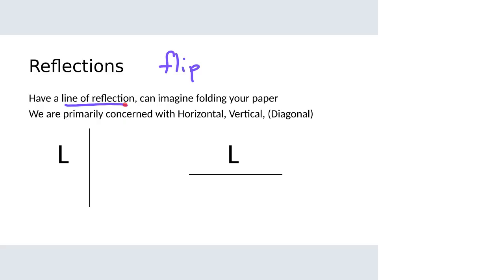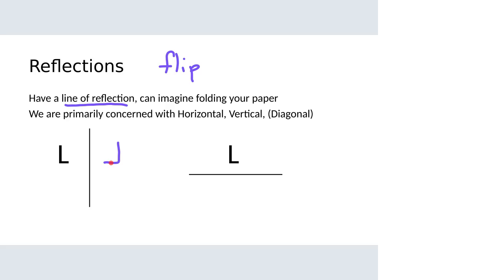You can imagine that this L here is just really, really wet ink, and you fold your paper along the line of reflection, and what you get when you're done is the image, and that would be correct. You would flip and have L like that, and we just did a reflection. For some people, that visualization works really well, the idea that when I imagine myself folding my paper, how's it going to land over there? If that doesn't work great for you, that's okay.